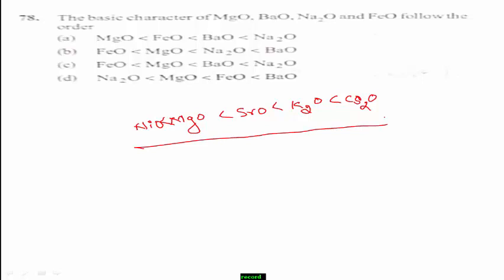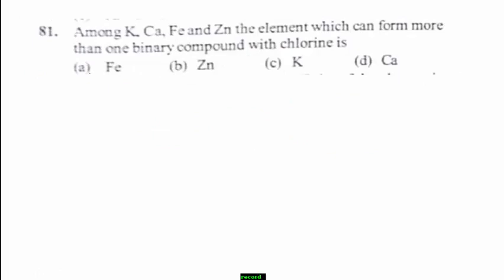If you know this concept, the right answer for the given question is option C: FeO less than MgO less than BaO less than Na2O. Which one is the right answer, students? Option C. The basic character of metal oxides decreases from left to right in a period and increases down the group.